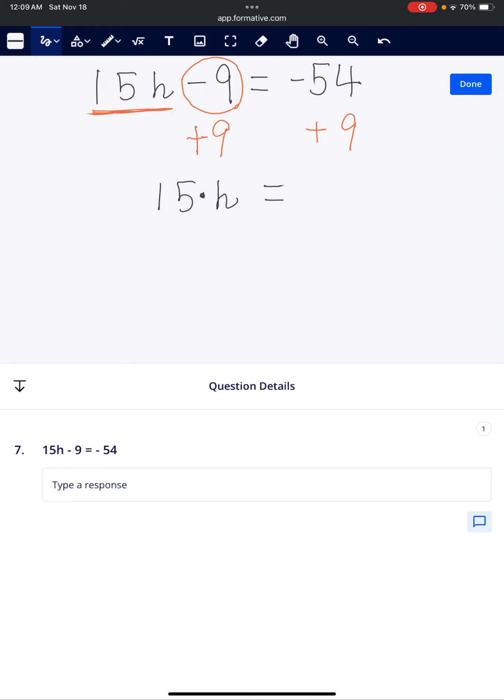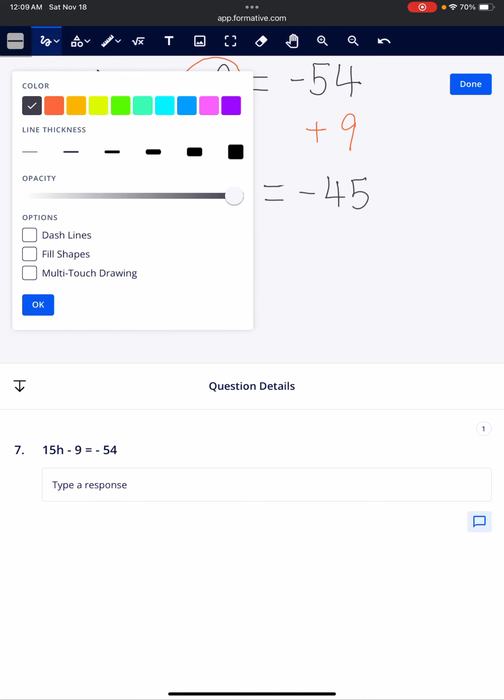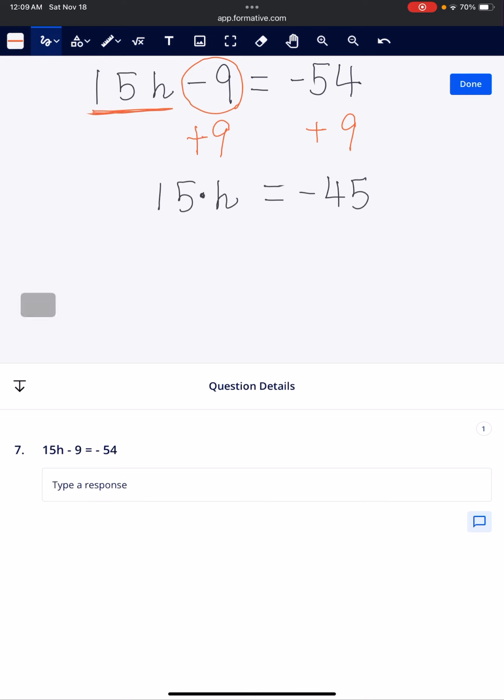Negative 54 plus 9 is negative 45. Again, remember, one number has plus, the other number has minus. Then you have to subtract two numbers. And since the greater number has a negative sign, the answer should be negative.